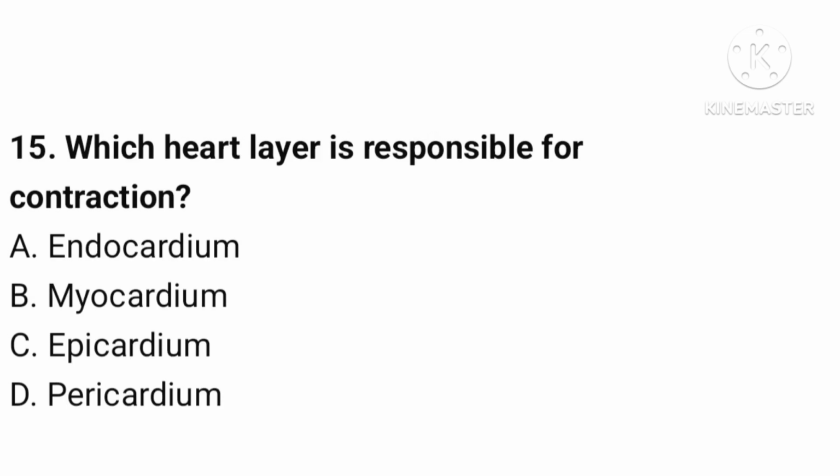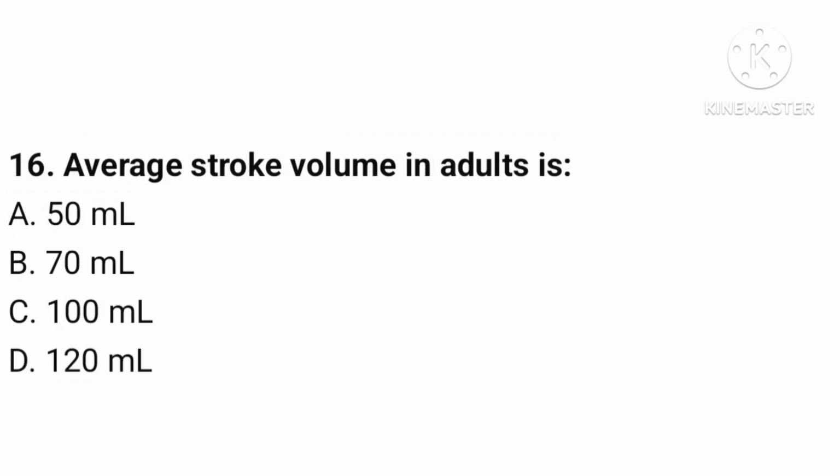Which heart layer is responsible for contraction? Correct option is B. Myocardium. Average stroke volume in an adult is. Correct option is B. 70 ml.